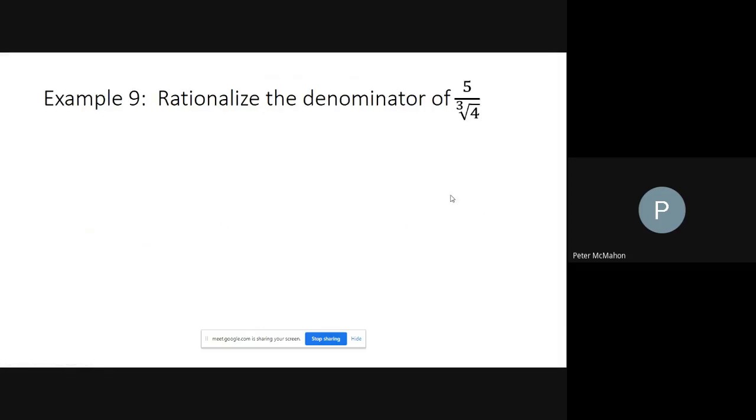Okay, example 9. A little bit more tricky here.